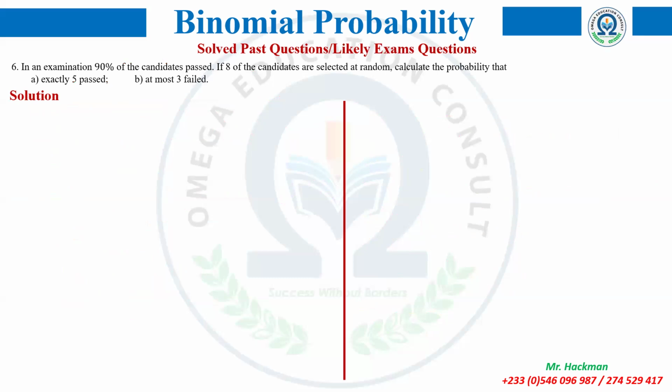Now 2 more questions to go. Question 6, which is also somehow different. In an examination, 90% of the candidates passed. Percentage, indirectly, we can look at it as probability. So it's 90 out of 100. You get the point?